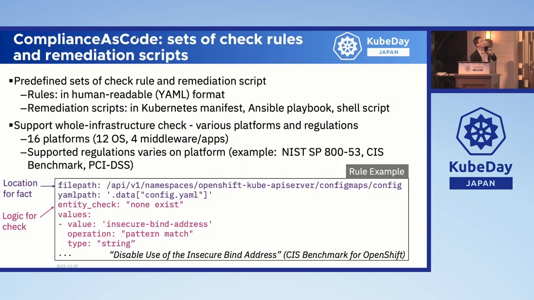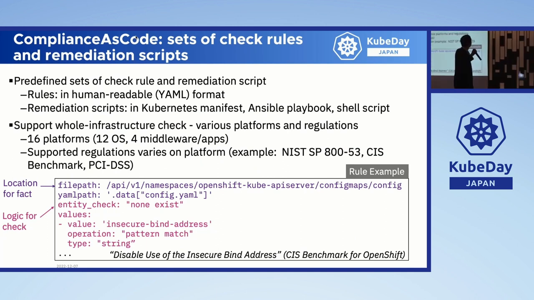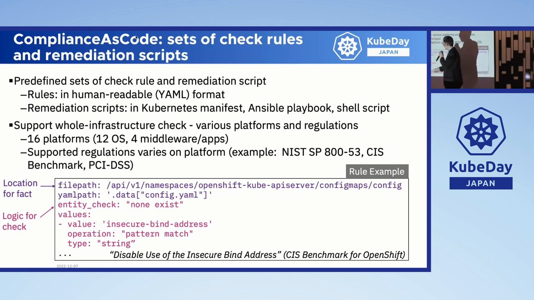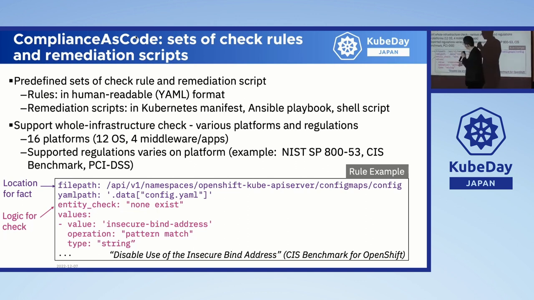Compliance as Code is a set of check rules which are maintained by the open community. It consists of the rules and the remediation scripts. The rules are written in a YAML file as shown at the bottom of this slide. It consists of the location of the fact. This is the same one that I introduced in the previous slide: disable use of insecure bind address. In this case, the fact can be collected through the Kubernetes API with this URL, and it contains a logic for the check. In this case, the string insecure bind address should not exist in this fact data.